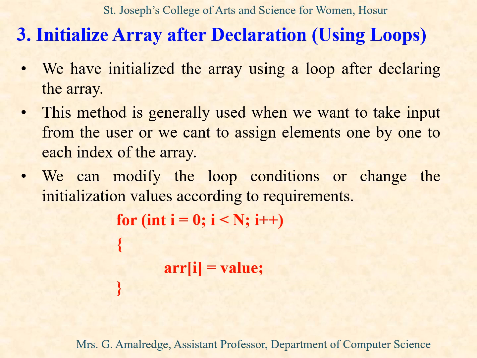Initialize array after declaration. This can be done with the help of loops. We have initialized the array using a loop after declaring the array. This method is generally used when we want to take input from the user. We can modify the loop conditions or change the initialization values according to the requirements. Here is an example of how we are going to assign array values after declaration. Each and every time the loop executes, the value of i is stored in the arr array.